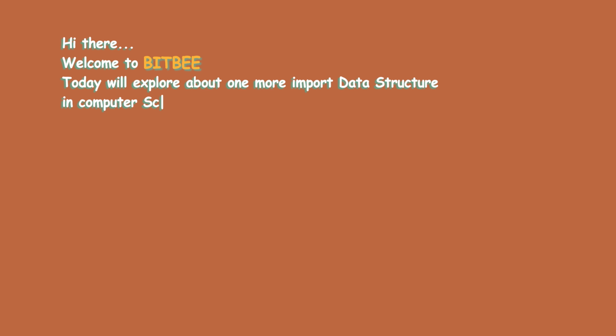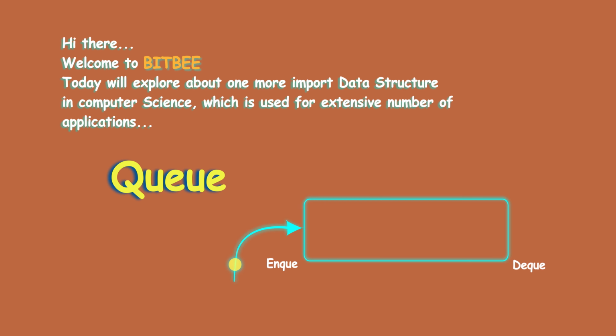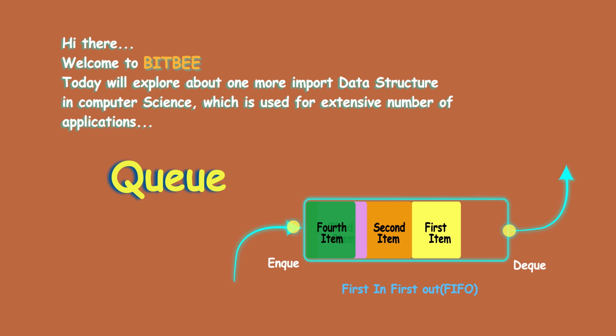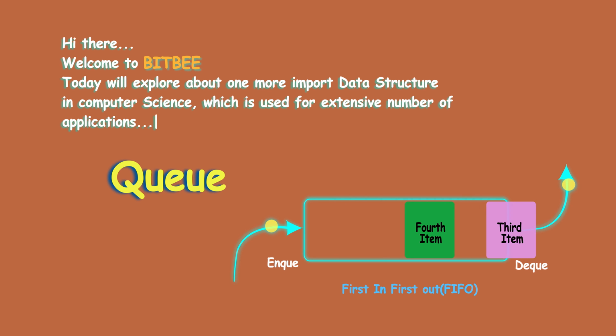Today we'll explore one more important data structure in computer science, which is used for an extensive number of applications. That is the queue data structure. Queue is a linear data structure like stack, but here queue follows the first in first out property while inserting and deleting elements from it. From the graphical representation, you can see how the elements are enqueued, that is inserted to the queue from one end, and deleted, that is dequeued, from another end.